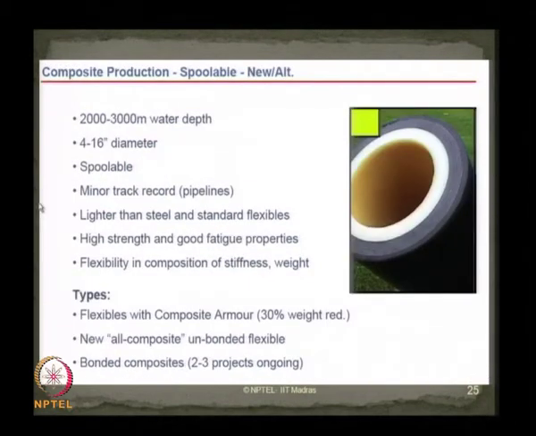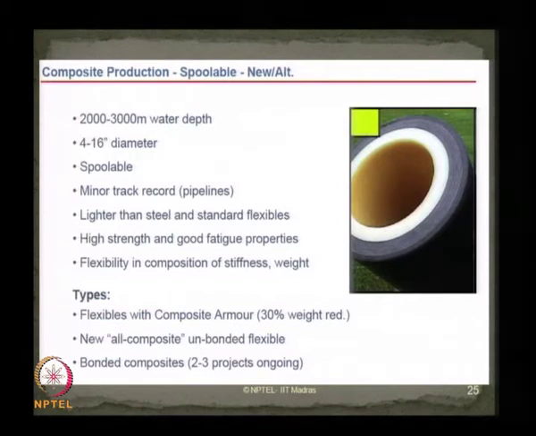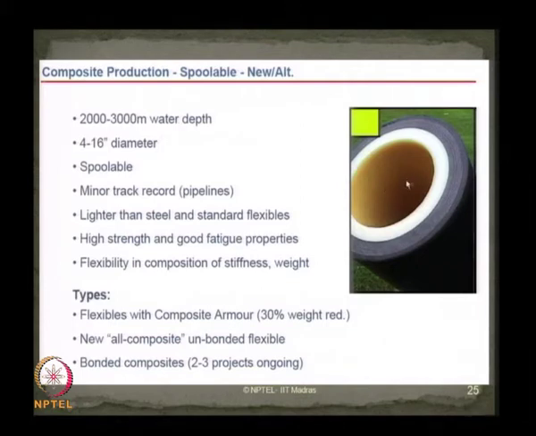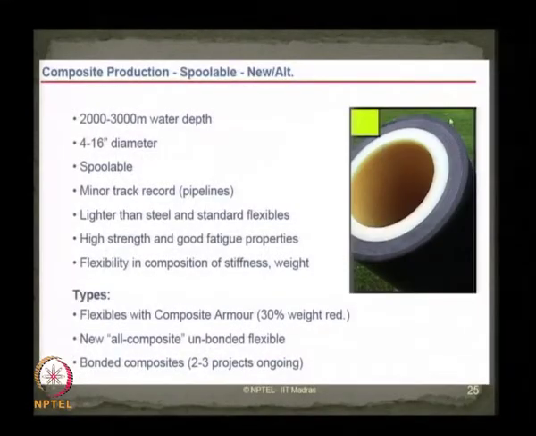In recent times, people have attempted to use composite production spoolable as a new alternative type of riser. This is a composite material which is being used as a riser material, which has recently been done for depths of about 3000 meters water depth. They can have a diameter from 4 to 16 inches, and they are essentially spoolable. So transporting these kinds of risers to the installation location on a drill ship or on a barge is simple, because these risers are highly flexible in the firm sense. They can be spooled off and they can be transported.